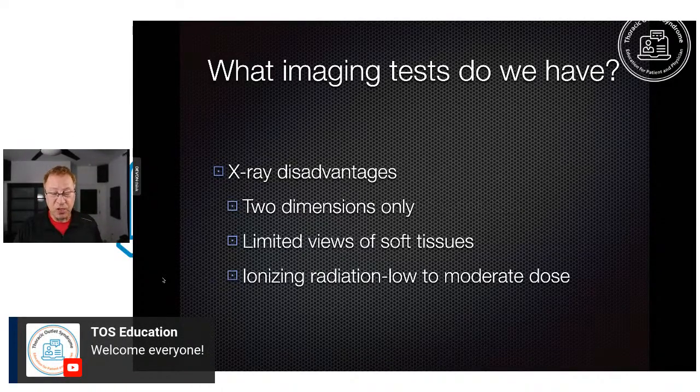X-ray disadvantages: they only show two dimensions, front to back, or maybe side to side. So when you have structures overlapping, it's very hard to tell which one is in relation to the other one. The soft tissues, as I mentioned, very limited views, and it does give you a small dose of ionizing radiation, the kind of radiation we like to stay away from unless we really need it. In this case, depending on the body part you do the X-ray on, it can be a low dose or a moderate dose.